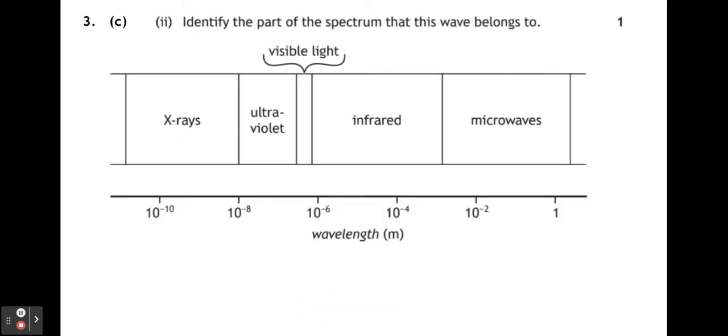And finally, C part 2, identify the part of the spectrum that this wave belongs to. So we said its wavelength is 0.25 meters. 0.25 meters is the same as 2.5 times 10 to the power of minus 1 meters. So it fits in between the 10 to the power of minus 2 and the 1 there on the spectrum. It's a microwave.